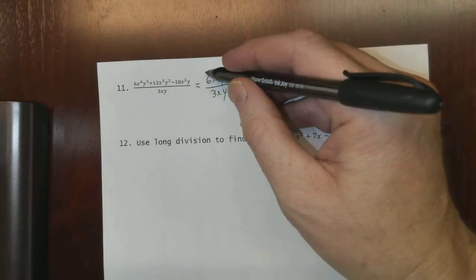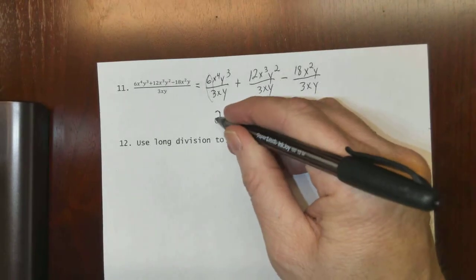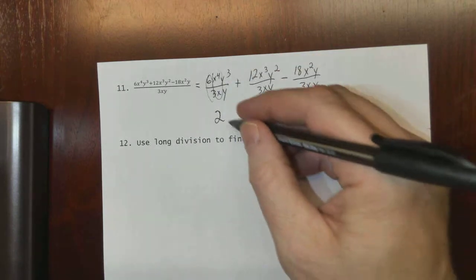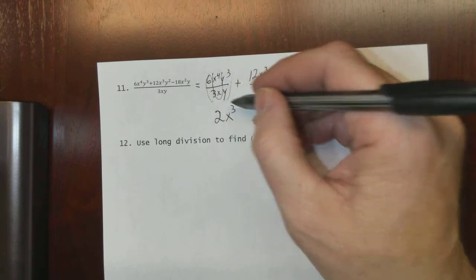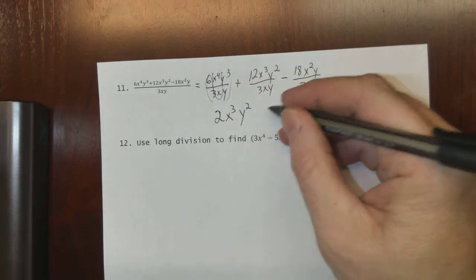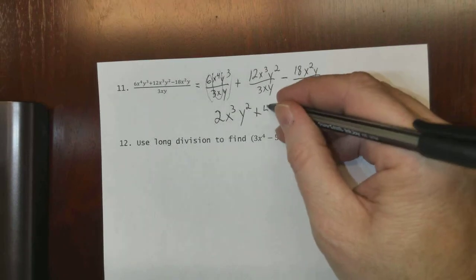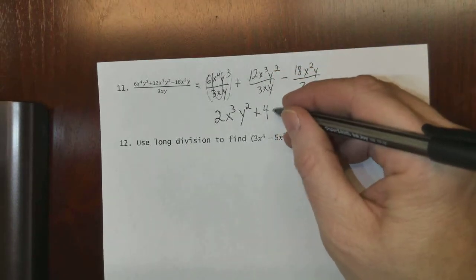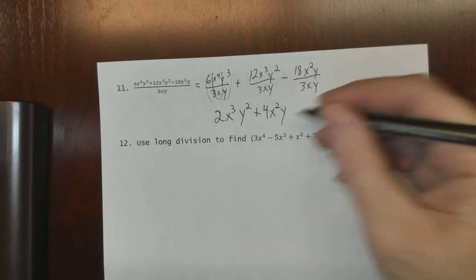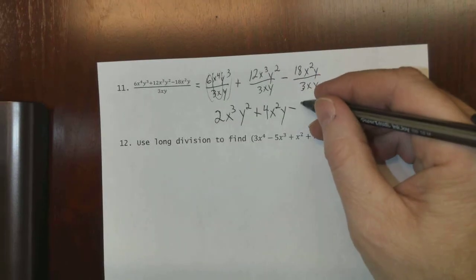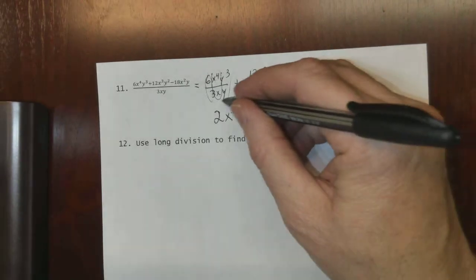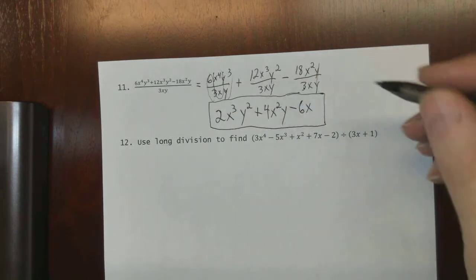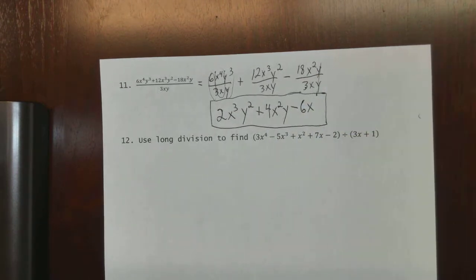All right. And then let's do each one. 6 divided by 3 is 2. X to the fourth over x, that's 4 minus 1 is 3. Y to the third over y, that is 3 minus 1 is 2. 12 divided by 3 is 4. X cubed over x, that's x squared. Y squared over y is y. 18 divided by 3 is 6. X squared over x, that's x. And the y's cancel. So I don't write that down because they're both y to the first. That's y to the 0, which is 1. So there's my answer there.